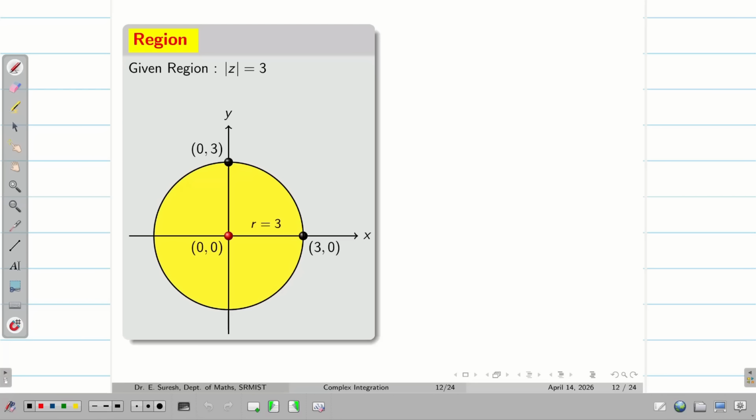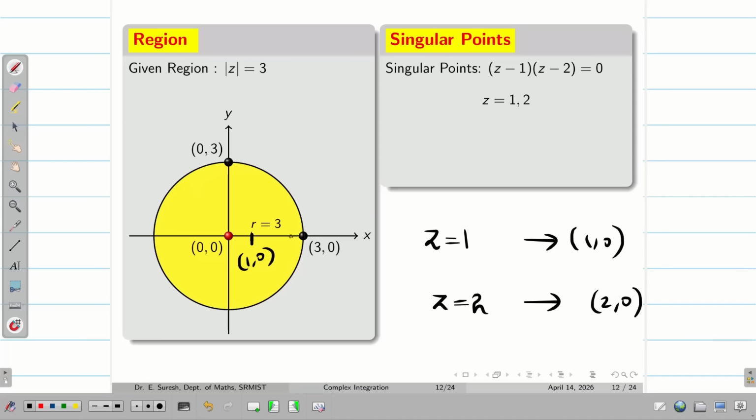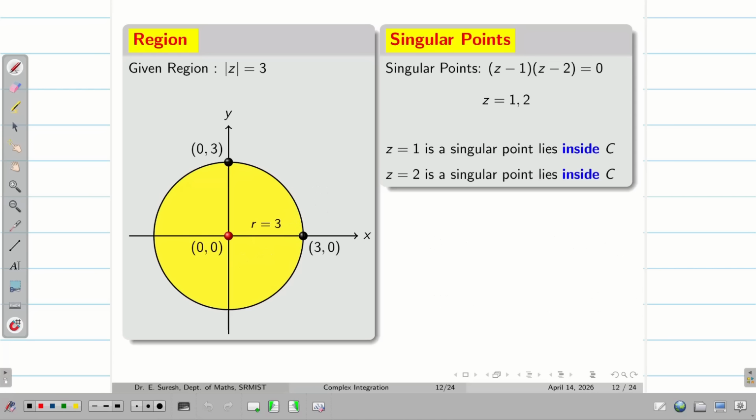And my singular points are z equal to 1 and 2. Now, z equal to 1, that is (1, 0), obviously lies inside the circle. The next point z equal to 2, it is going to be (2, 0). This also lies inside the circle. In this case, both singular points z equal to 1 and 2 lie inside C.